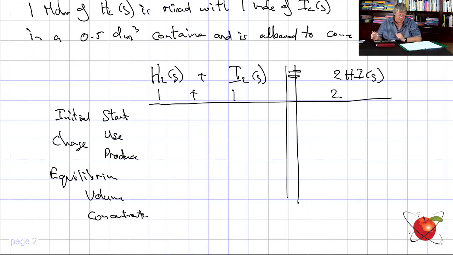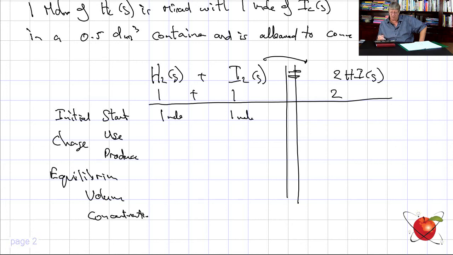And I said, okay, put in what we're given. Well, we are told that we start with 1 mole and 1 mole of those. Okay? Now, therefore, we are making product. We are going that way. All right? I think every single one of these I've seen is making product.